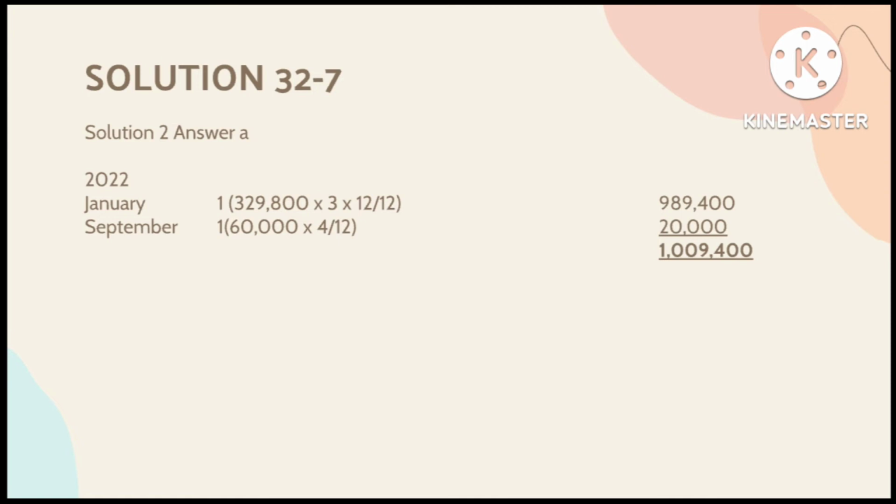329,800, multiply po natin by 3. Galing po ito sa 3 for 1 share split, multiply by 12 over 12, the number of months from January to December. We will arrive at the amount of 989,400.